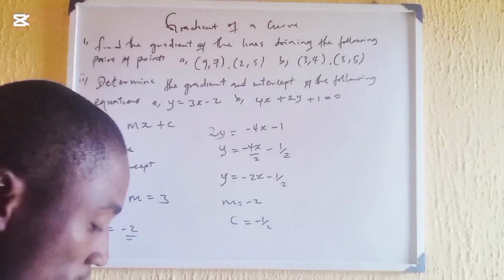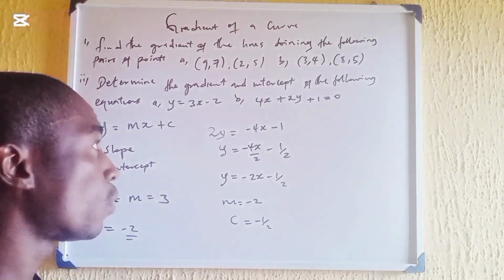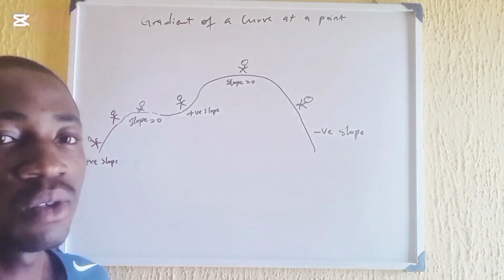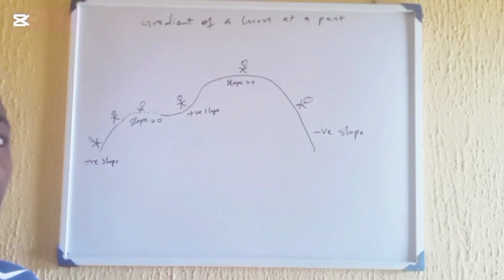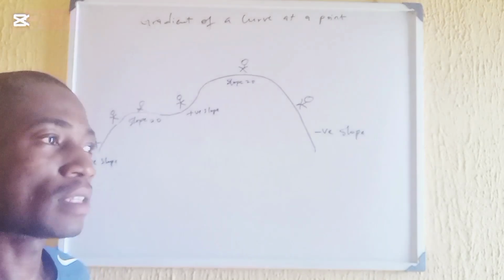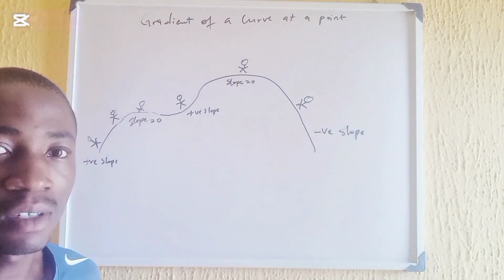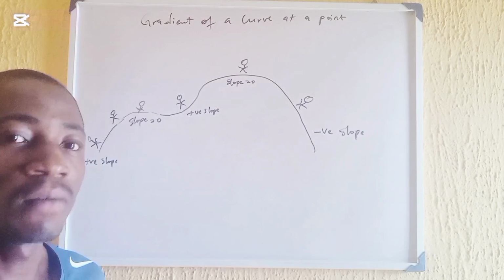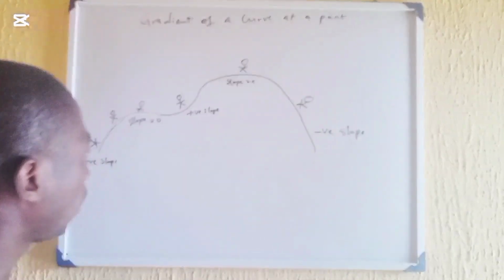That leads us to the next thing, the gradient of a curve at a point. Now, I want you to note that a curve that is bent has no specific slope. What I mean is, we can't say 2 is the slope of the curve because it keeps changing along that curve. So it's not constant, unlike that of the straight line. We have a picture here.